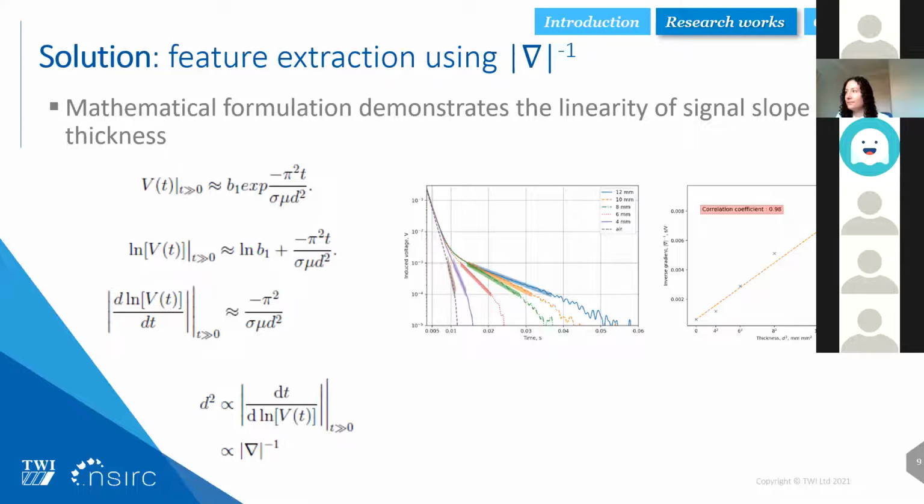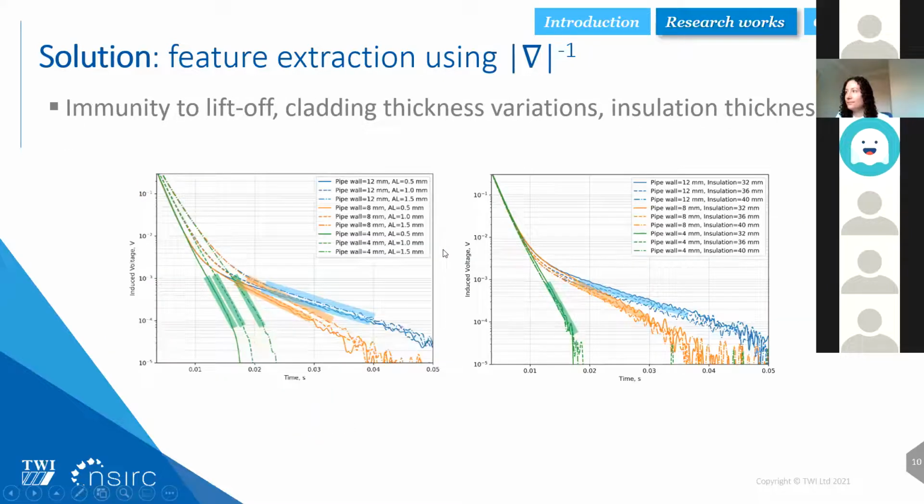So we first analyzed the mathematical formulation, and from there we discovered that the gradient, or the inverse gradient, is highly correlated with the thickness squared, or the square of the thickness. So this enables us to propose a calibration routine that can be carried out in situ in real life deployment. At the same time, this new feature that we propose is also immune to lift off. It's also immune to cladding thickness variations and also insulation thickness as well.